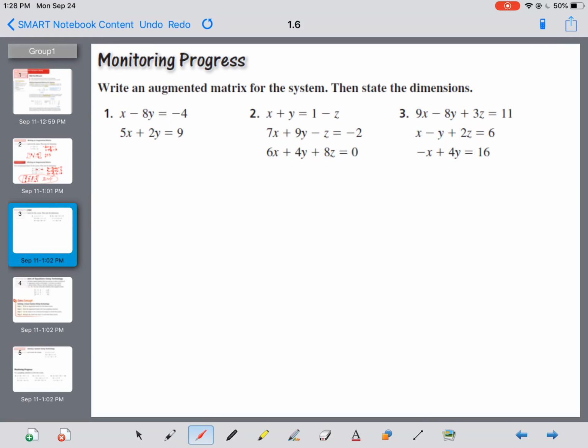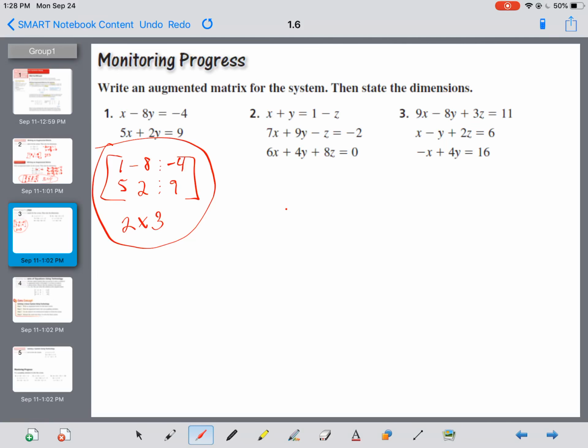All right, x's are lined up, y's are lined up, numbers are lined up, so all I got to do is make the matrix. So that's 1, -8, and -4, and then that's 5, 2, and a 9, and that's a 2 by 3.